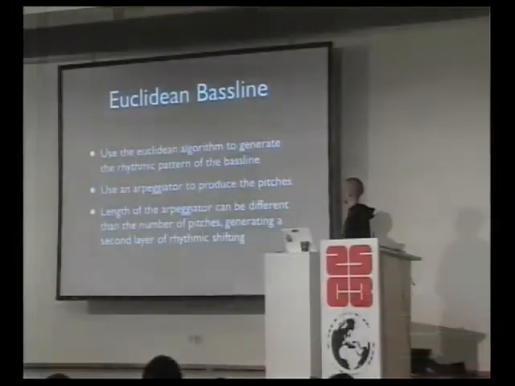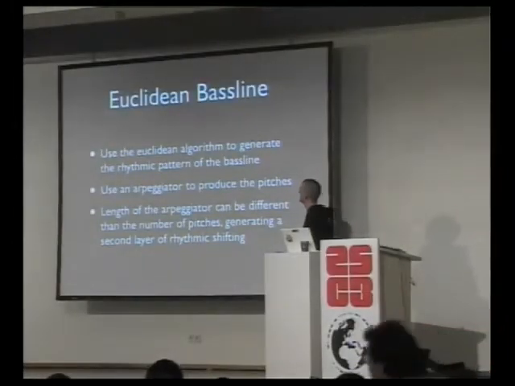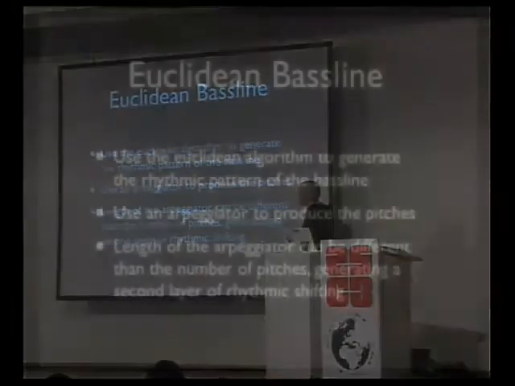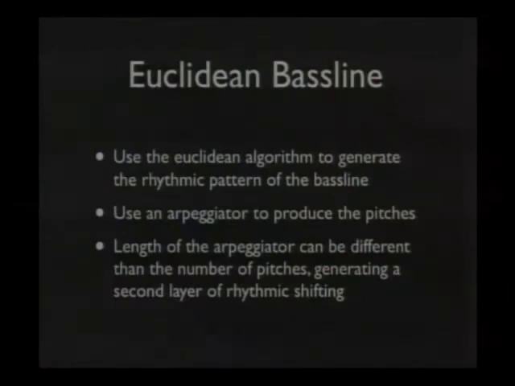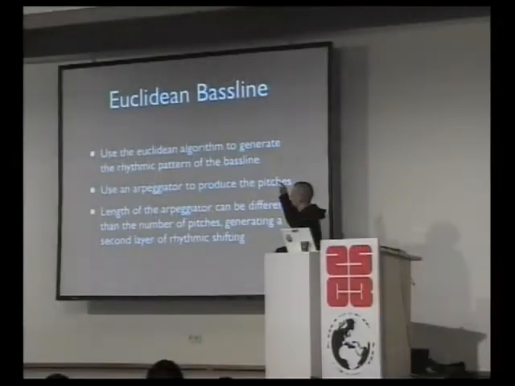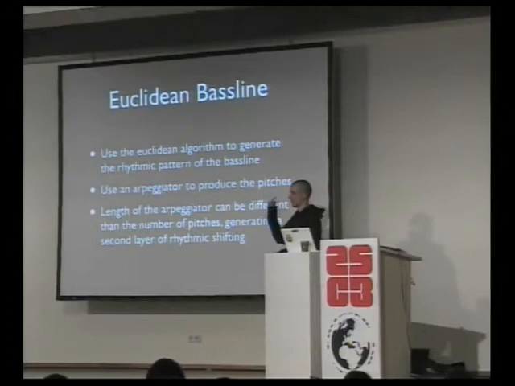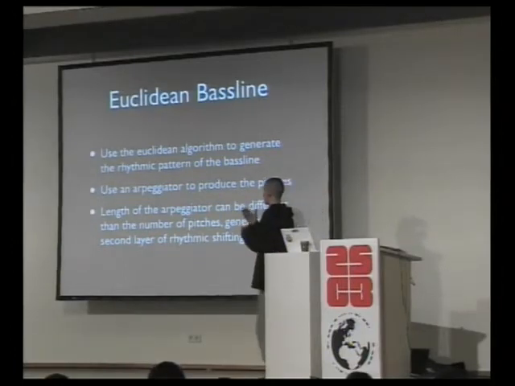But one way I extended that idea was to use the algorithm to generate the rhythmic pattern of a bass line. Most bass lines, I think it's easier to think of them as a percussive pattern, which maybe has a few notes in it, but mostly it's just percussion. So what I do is use the Euclidean algorithm to generate the rhythmic pattern of the bass line, and then use an arpeggiator, which is just like a cycle of loops, to put some pitches on it.